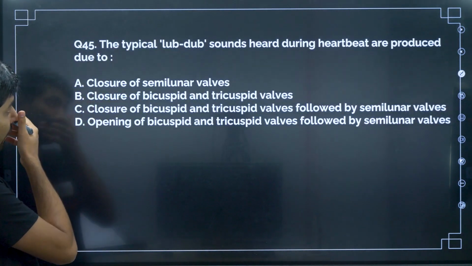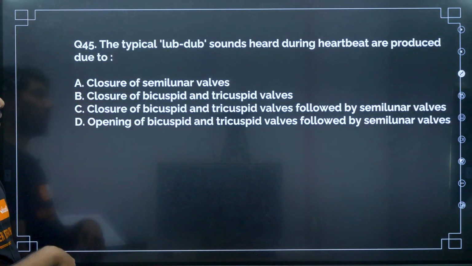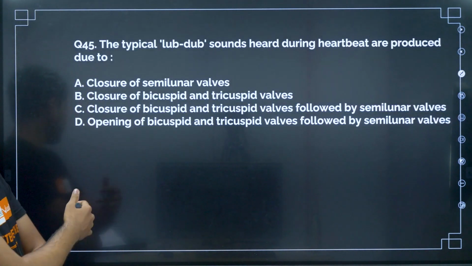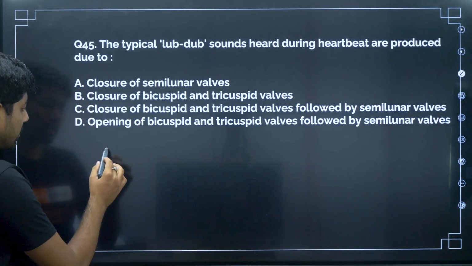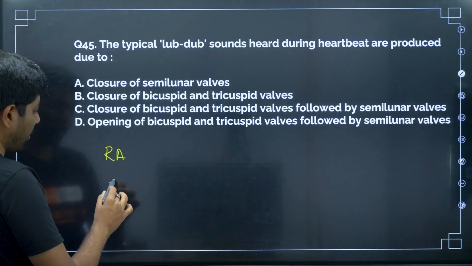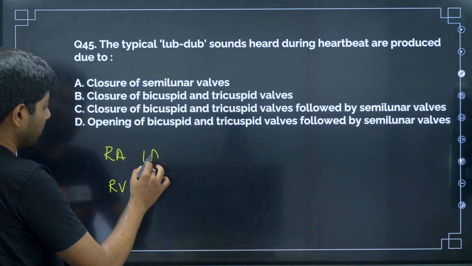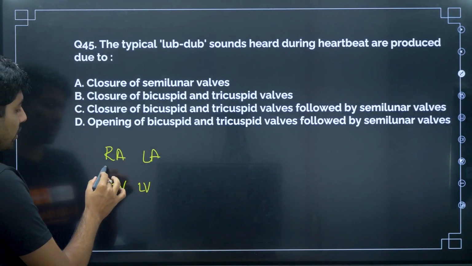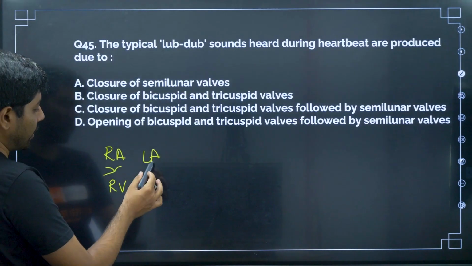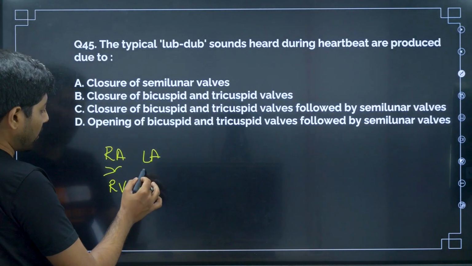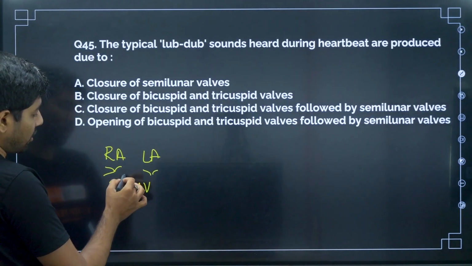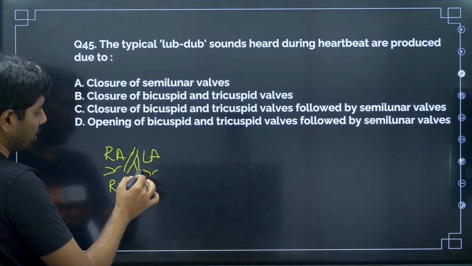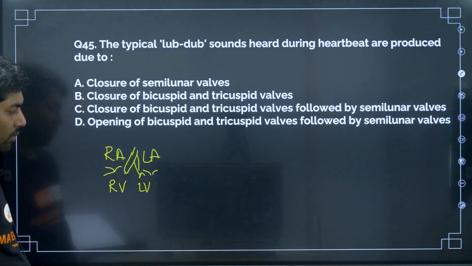45, the typical lub-dub sound heard during heartbeat is produced due to what? Here in the heart, there is the right atrium and right ventricle, and you have the left atrium and left ventricle, correct? Now between the right atrium and ventricle, what do you see? You see the tricuspid valve, right? Between the left two you see the bicuspid valve. Now from the ventricle to the arteries, what do you see? You see the semilunar valve, correct?